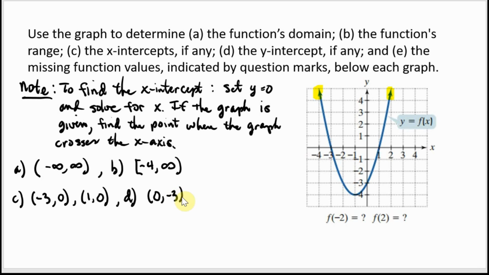This is wonderful. Okay, and then it says E, the missing function values indicated by the question mark. So that's f of -2. We just look at the graph for that. So we find x equal -2, then we come down here, and I'm there. So what is that? -2, comma, -3. So we say equal to -3. And then f of 2, so we find x equal to 2, and we go up. Looks like it's here. 5, yep.